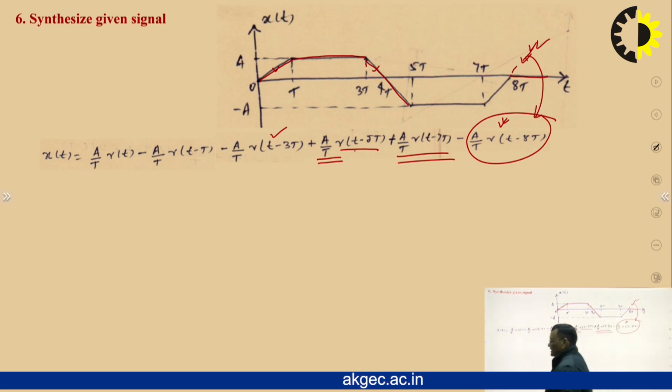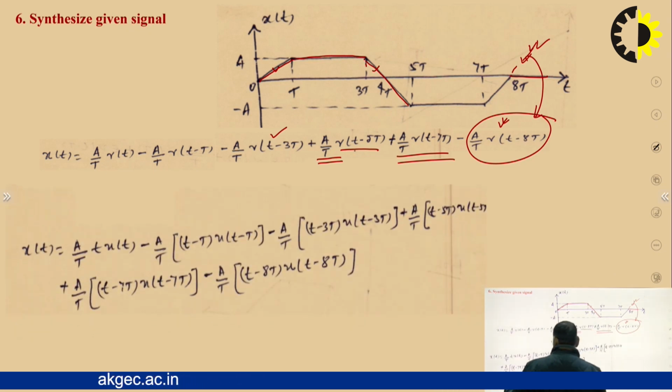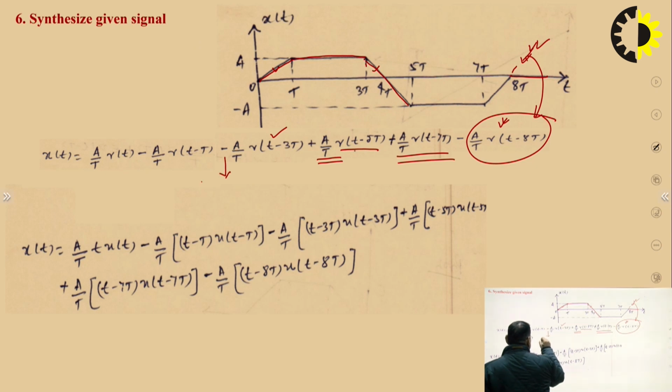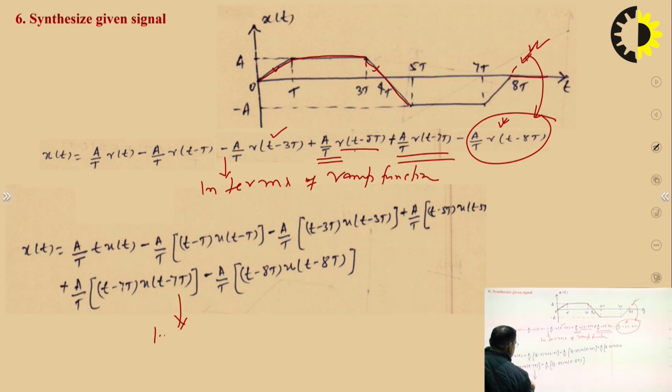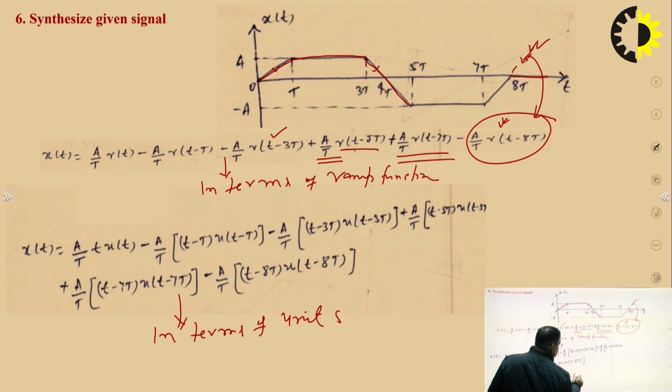So finally we can get the equations of this complex waveform. So finally this is in terms of unit step, this is in terms of ramp function, and this equation is in terms of unit step function.